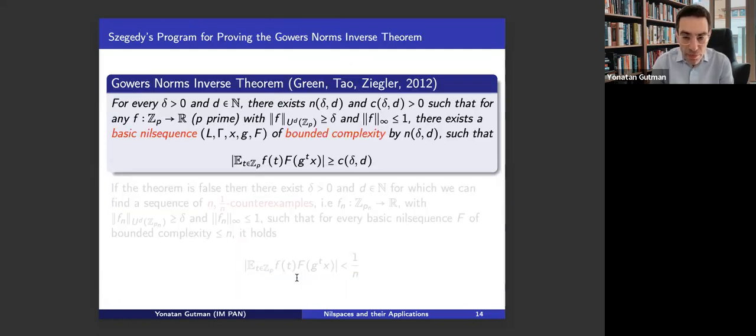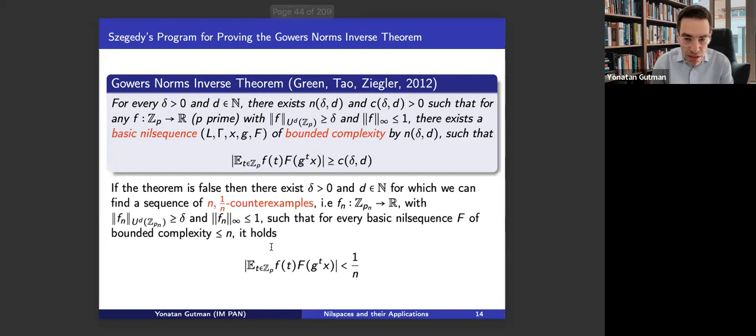In any case, the important fact is the Gowers norms inverse theorem. That's a very non-trivial fact. The proof by Green, Tao, and Ziegler has more than 100 pages, very complicated. And Szegedy, his idea was to find a more conceptual proof.